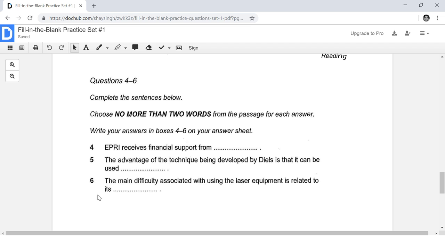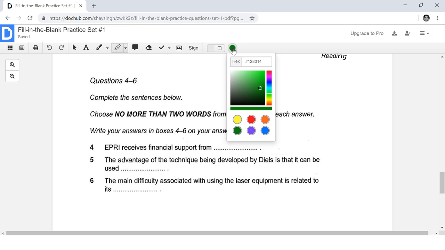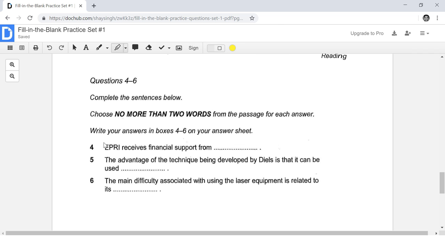The first thing that we're going to do to answer these questions is identify the keywords, the keywords that we think are going to be easy for us to find in the reading passage. So I'm going to be highlighting some keywords now. In the exam, you won't have a highlighter, so you'll have to either underline the keywords or circle them, whatever works best for you. But in this case, I'm going to highlight the keywords just so that you can see this better.